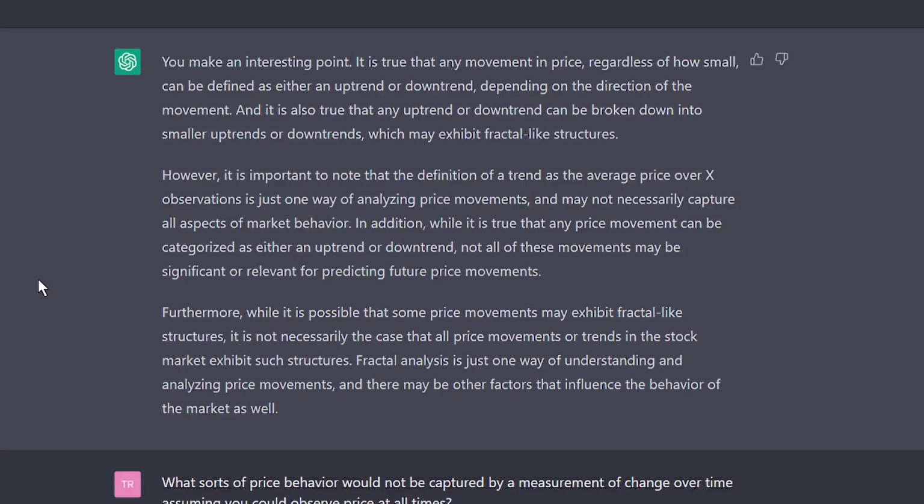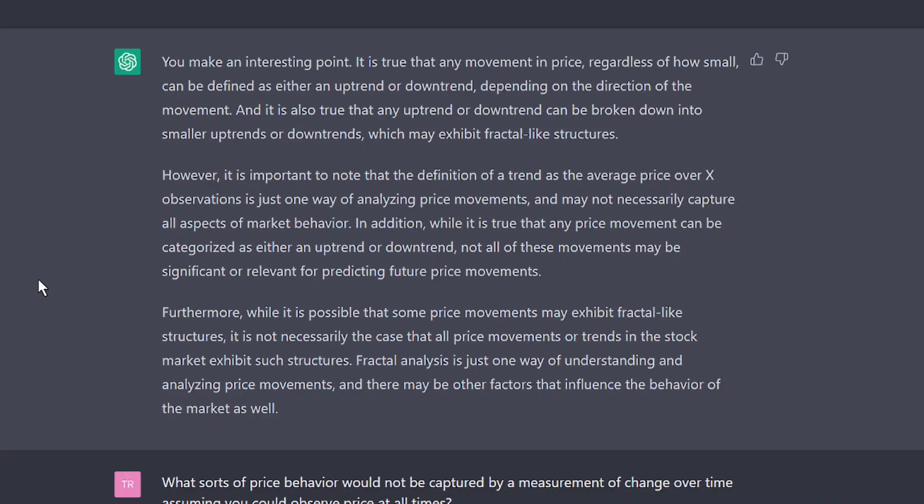To make an interesting point, it is true that any movement in price, regardless of how small, can be defined as either an uptrend or downtrend, depending on the direction of the movement. And it is also true that any uptrend or downtrend can be broken down into smaller uptrends or downtrends, which may exhibit fractal-like structures.